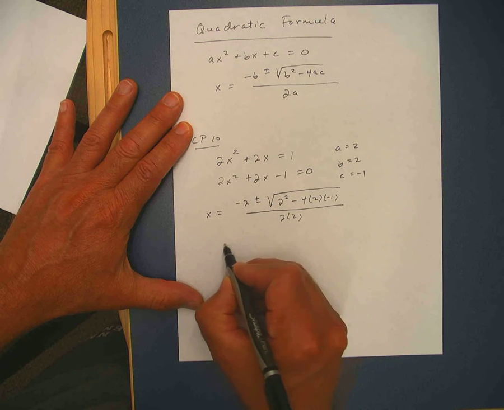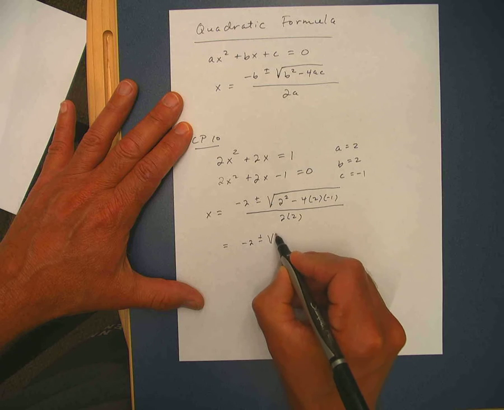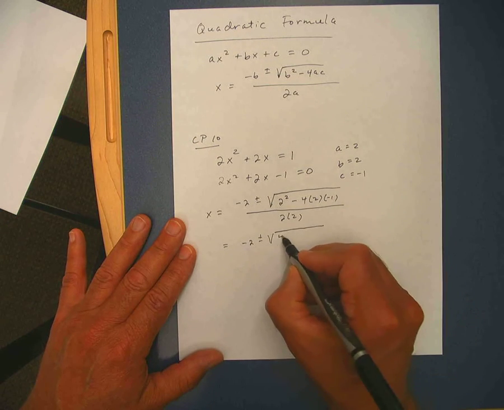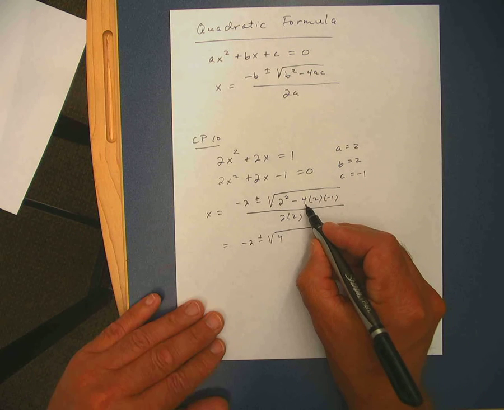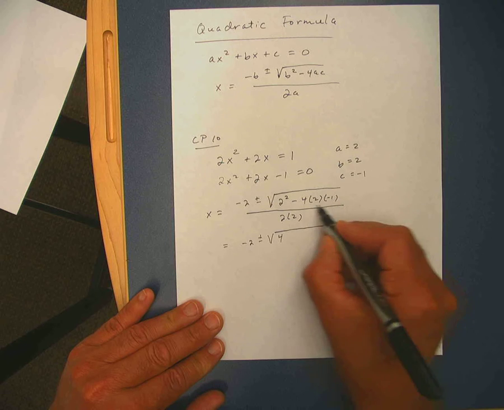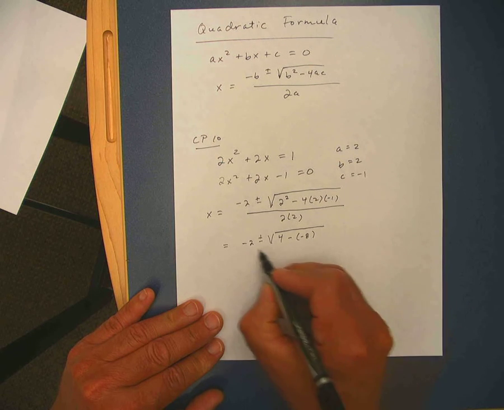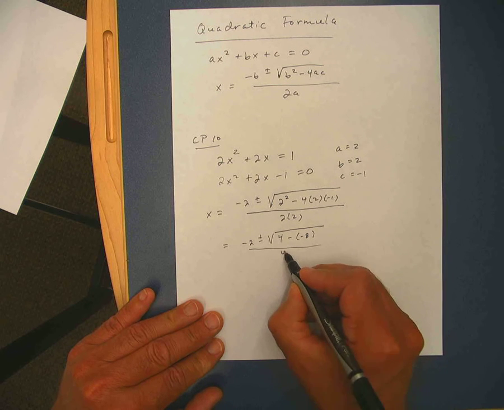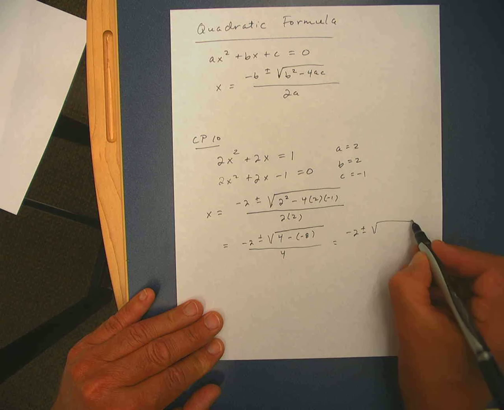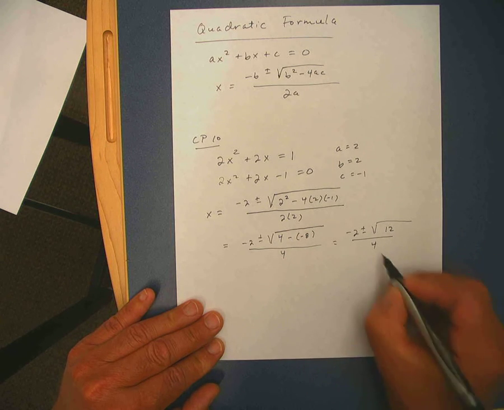x is going to be equal to negative 2 plus or minus. Let's take what we have under the radical sign. We have 4, and then minus 4 times 2 is 8 times negative 1. This is all negative 8, so it's actually minus negative 8, and then over 2 times 2 is 4. So that'll be negative 2 plus or minus the square root of 4 minus negative 8, which is 12, over 4.